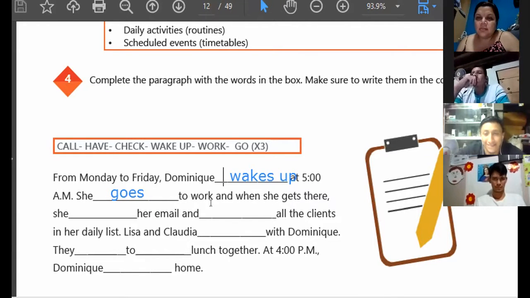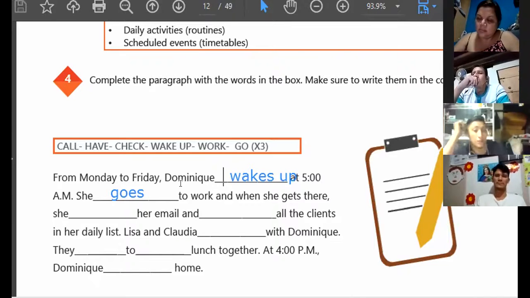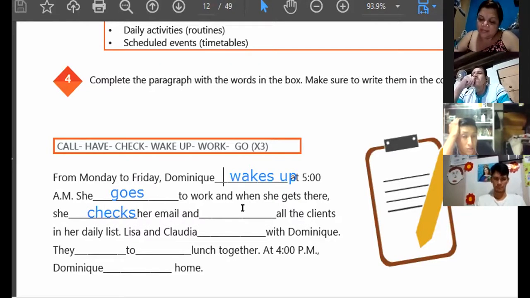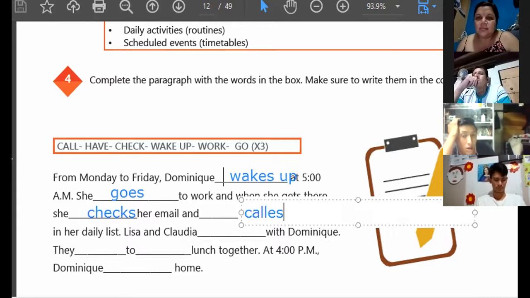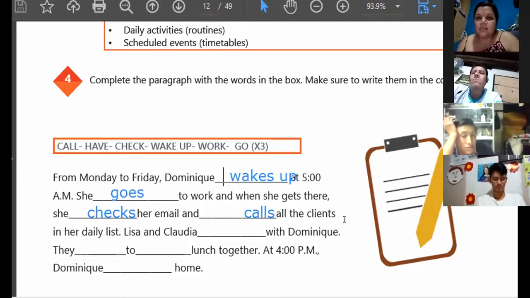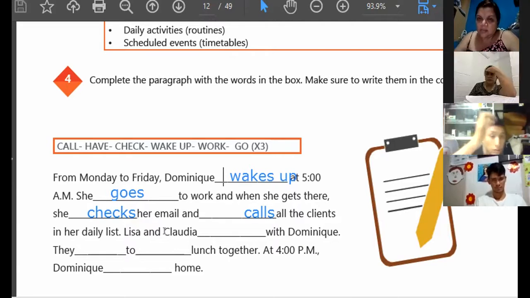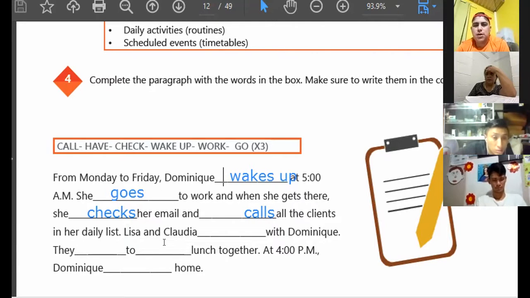Okay. Now, let's continue. Let's continue here. She checks her email. Lisa and Claudia work with Dominic.